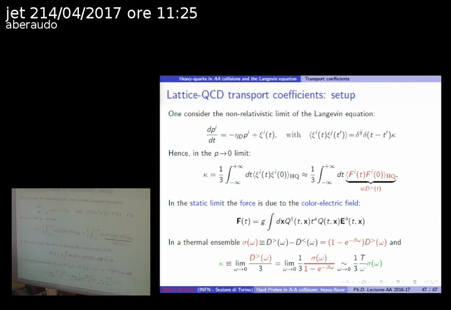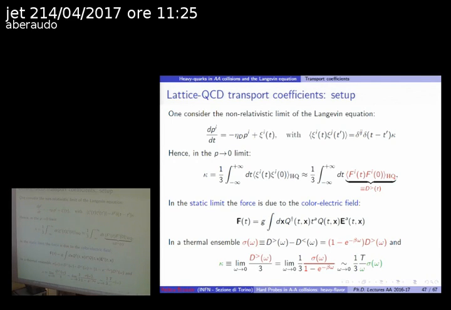So far, I would say that the most reliable results for the heavy quark transport coefficients are obtained in the following setup. One considers essentially the case of a static heavy quark placed in a plasma. Static means infinitely heavy, so it doesn't move. It is just a color source placed in a certain position. Okay.